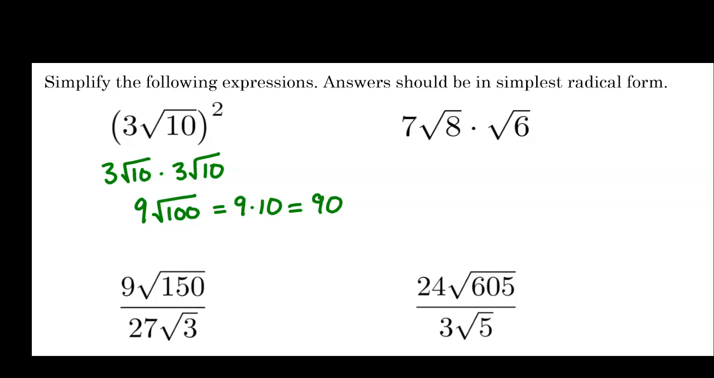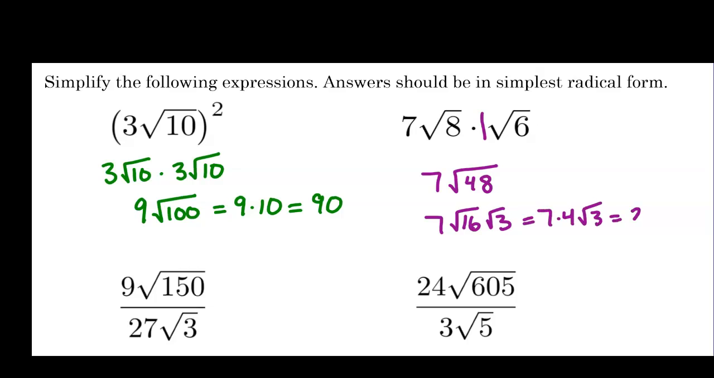Our next example, 7 square root of 8 times square root of 6. Make sure we understand that there's a coefficient of 1 there, even though no number appears. So the product of the coefficients, 7 times 1, is 7. The product of the radicands gives us square root of 48. Now 48 does have perfect square factors, the largest being 16. So 7 square root of 16 square root of 3, 7 times 4 square root of 3, which is 28 square root of 3.